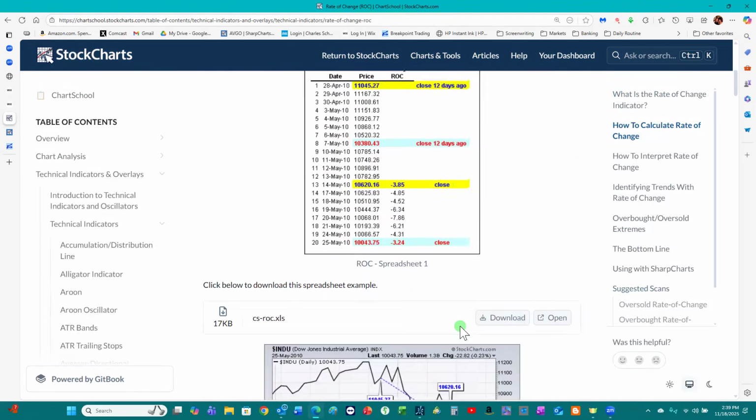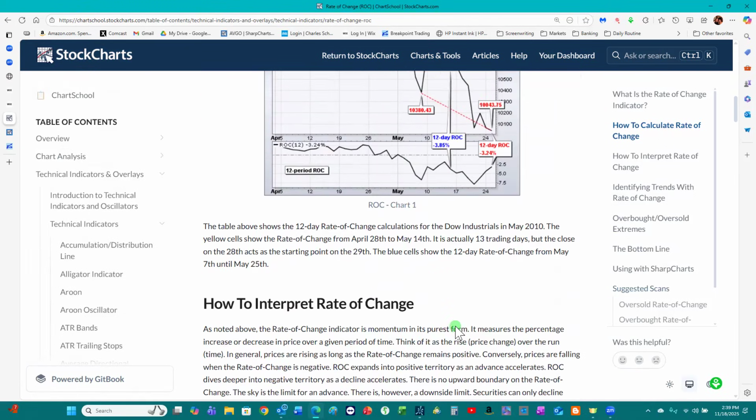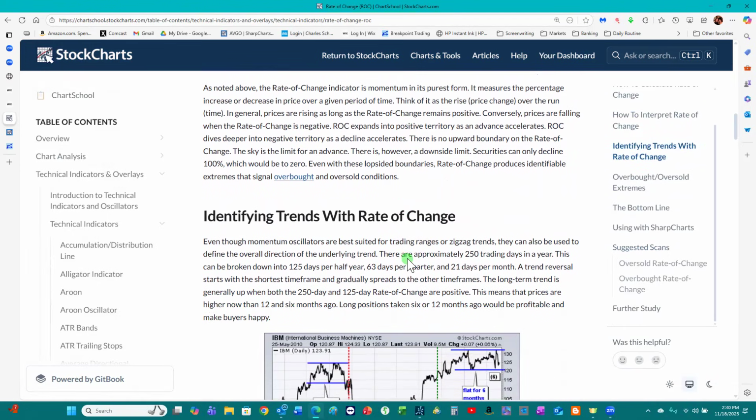The way to interpret it, this is the calculation, which I'm not going to get into, but if you're interested, you can certainly check that out. Rate of change indicator is momentum in its purest form. It measures the percentage increase or decrease in price over a given period of time. So there's some ways I'm going to show you here, and I'll show you how I use it, and it's on the website.